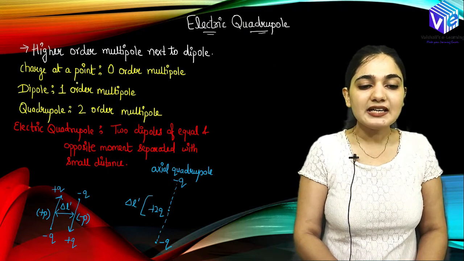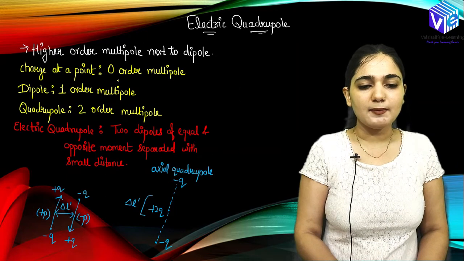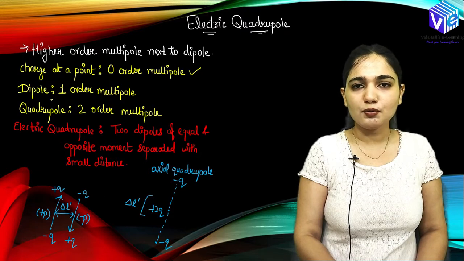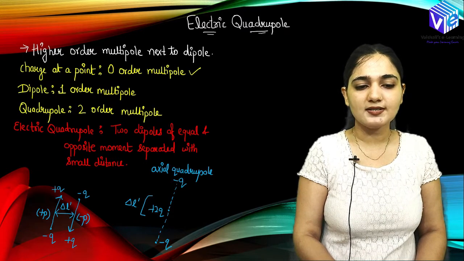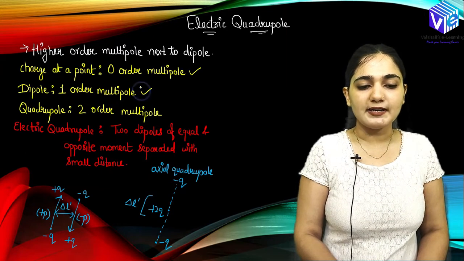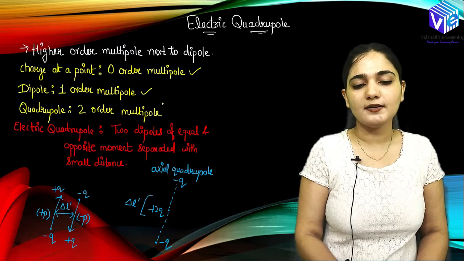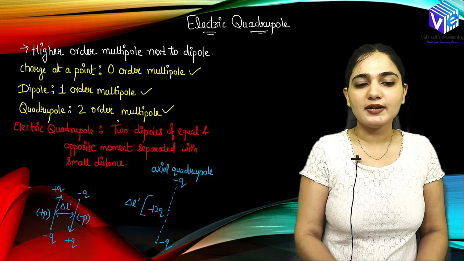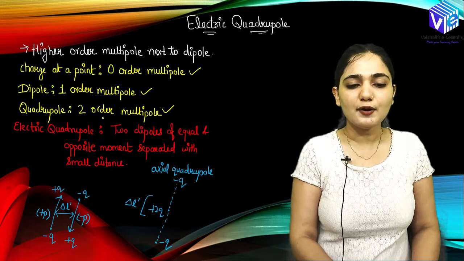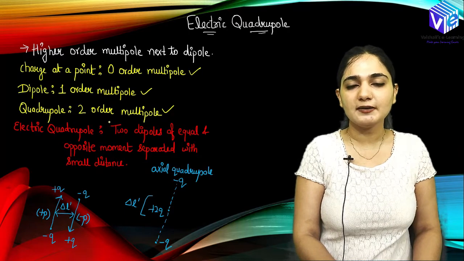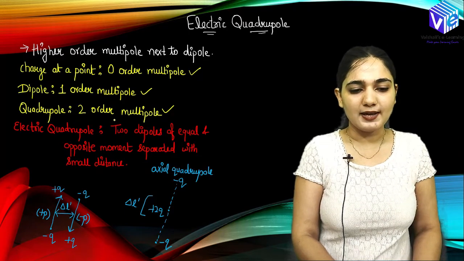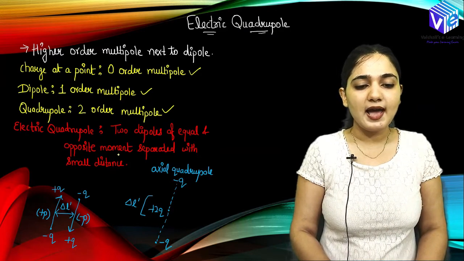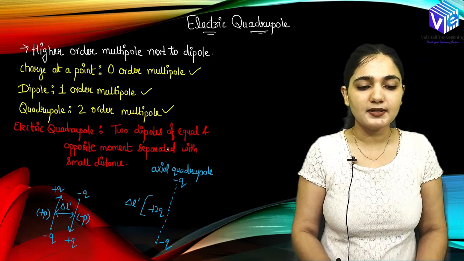So if I have a single charge at a single point, then I will be calling it the zero order multipole. Right? If I have a dipole, two equal and opposite charges separated by a small distance, I will be calling it a first order multipole. Now quadrupole is the second order multipole. Right? We can make multipoles of greater order as well. We can make the third order multipole, the fourth order multipole, the nth order multipole as well.